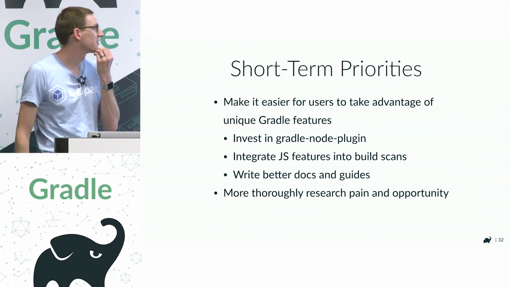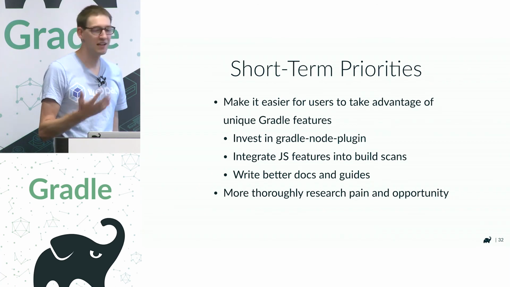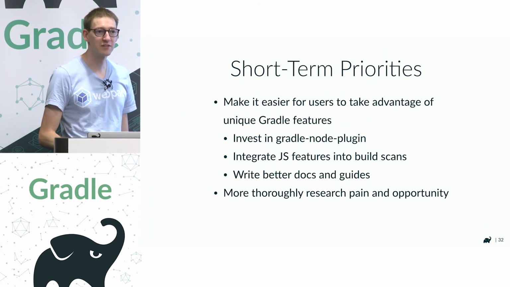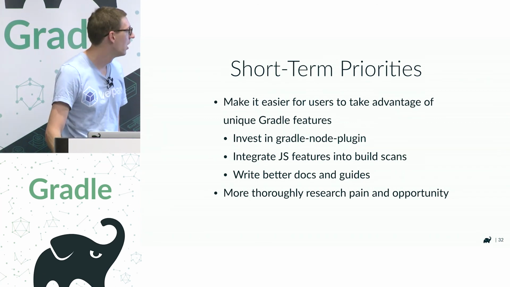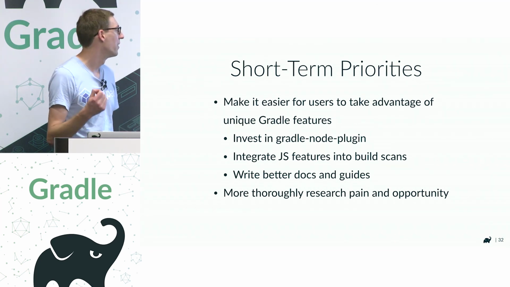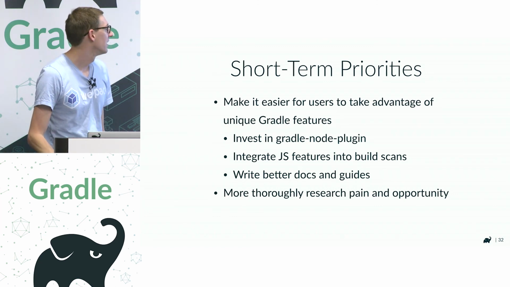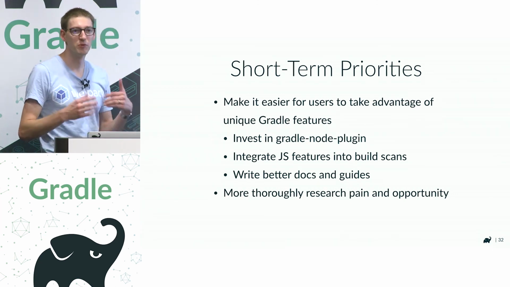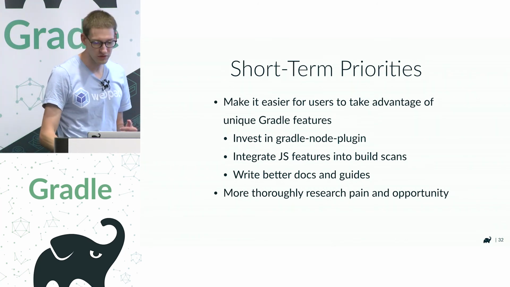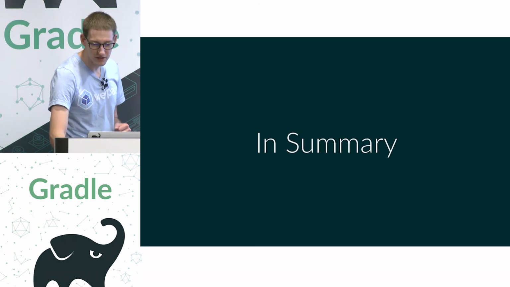Okay, so from my side, in my mind, the short-term priorities are to make it easier for users to take advantage of unique Gradle features like incremental builds, incremental tasks, and the build cache. We do this by investing in the Gradle node plugin, developing better docs and guides, and integrating more JavaScript-specific features into build scans. And of course, we want to more thoroughly research pain and opportunity with your help. That's why I need your feedback.